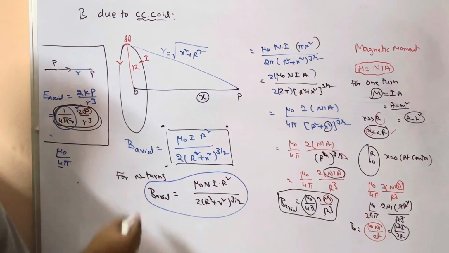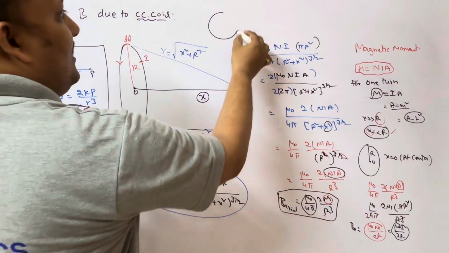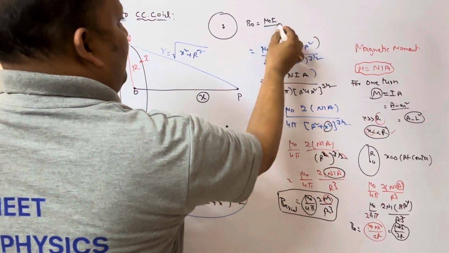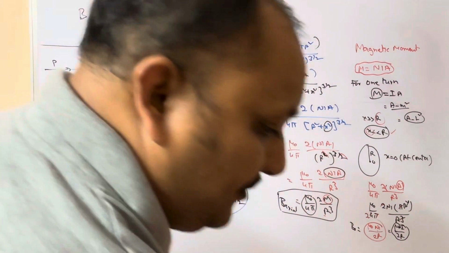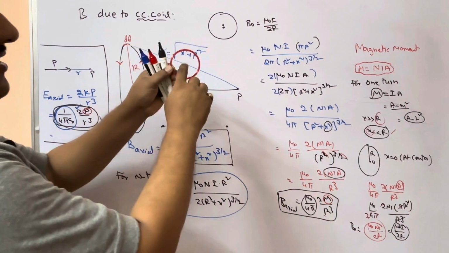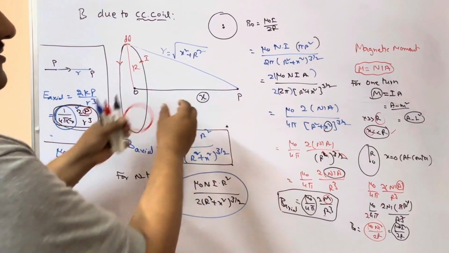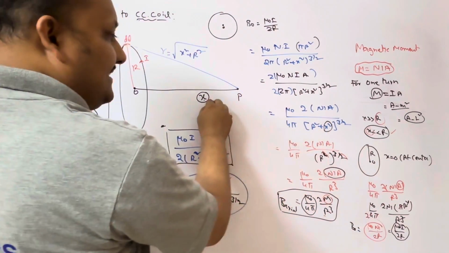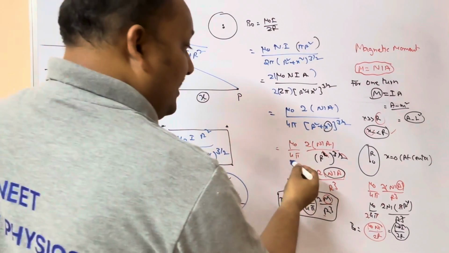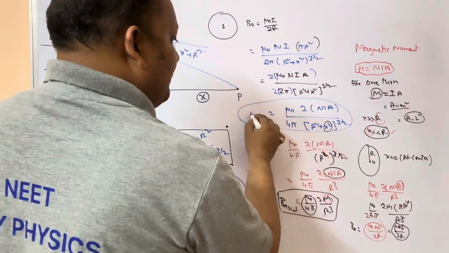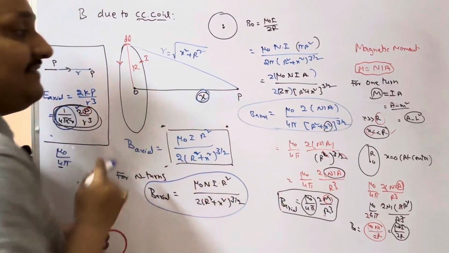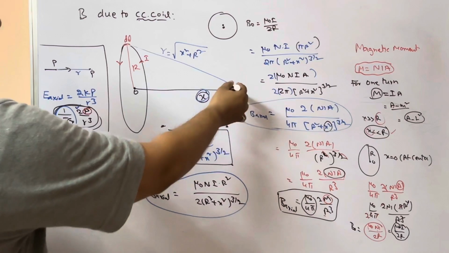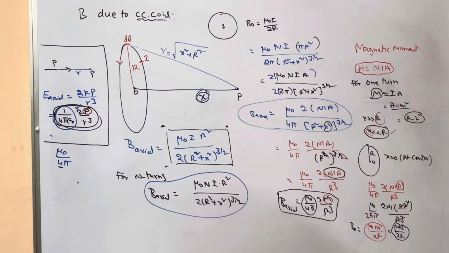Now, at the center of the coil, which is having only 1 turn, magnetic field intensity will be mu naught I by 2R. If this is the coil, at the center, mu naught I by 2R. At this point, if X is negligible, this formula. If X is also there, you should take this formula only. If X is given, you should take that formula. Okay. So, this is the magnetic field due to current carrying coil on the axial line at some distance.